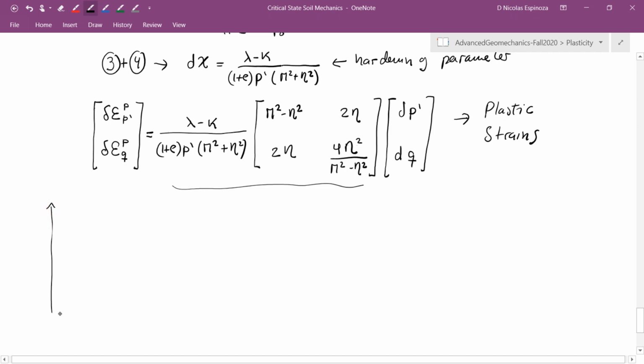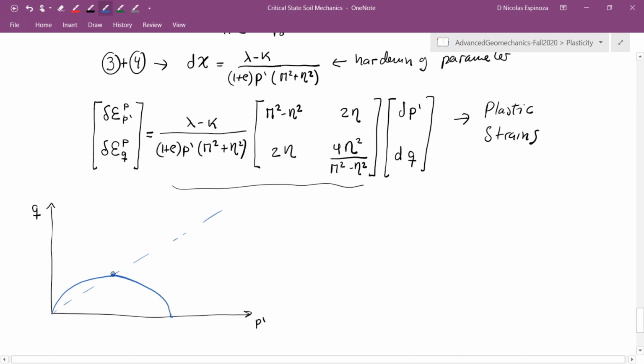So let's come back one more time to our yield surface with a given critical state line, where this is going to be my ellipse. Let me try one more time. Okay, that's not too bad.